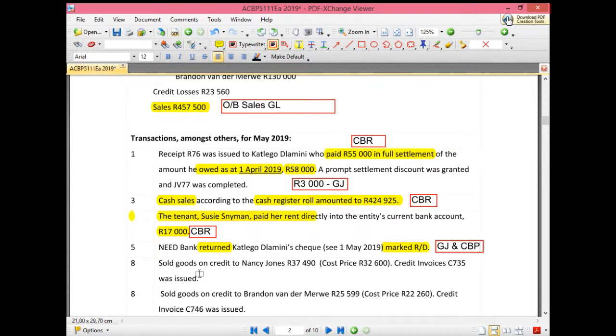Then on the 8th, we sold on credit. So if we sell on credit, this is where our general journal comes in. So goods are sold on credit to Nancy Jones for 37,490. They give you the cost price as well. Now, why do they give you the cost price for the goods that were sold? What do you have to do with that information?